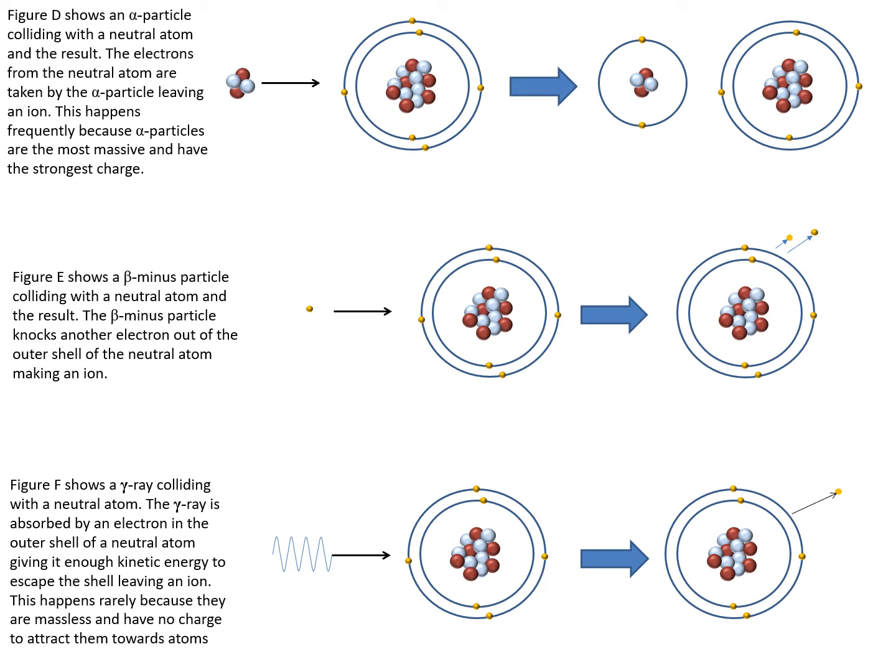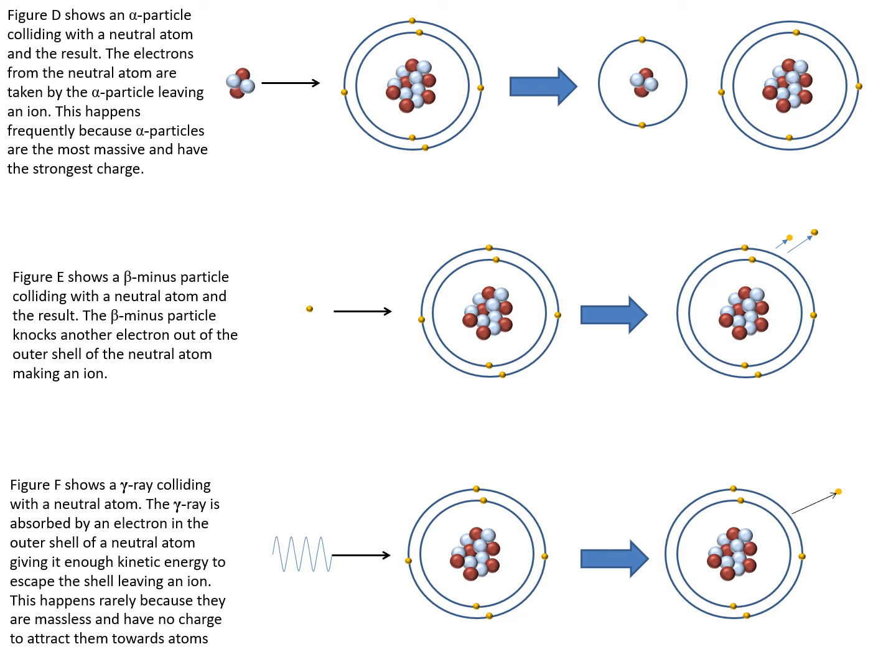So let's look at how they actually ionize things. Figure D shows an alpha particle colliding with a neutral atom and its result. The electrons from the neutral atom are taken by the alpha particle, leaving an ion. This happens frequently because alpha particles are the most massive and have the strongest charge. So you can see an alpha particle colliding with a neutral atom. The alpha particle has now stolen 2 of the electrons, leaving that atom as now an ion. It's no longer an atom, but an ion, because it has lost 2 electrons.